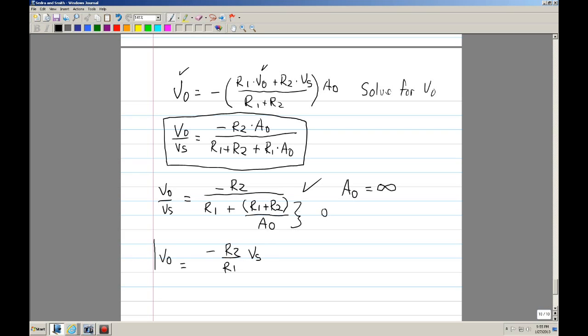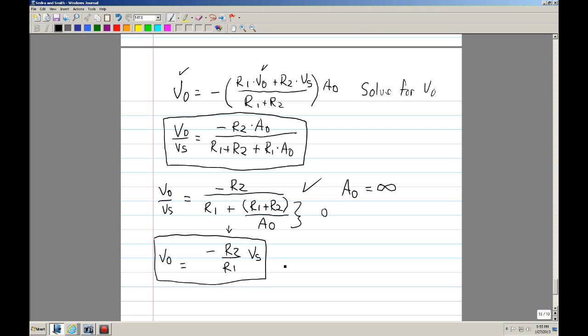This is the original equation that I derived in the second lecture. So this tells you that the higher this voltage gain is, the closer you come to the ideal equation that we derived here.